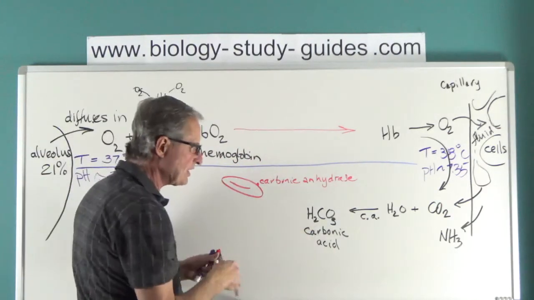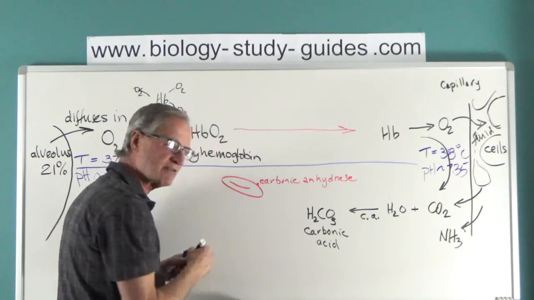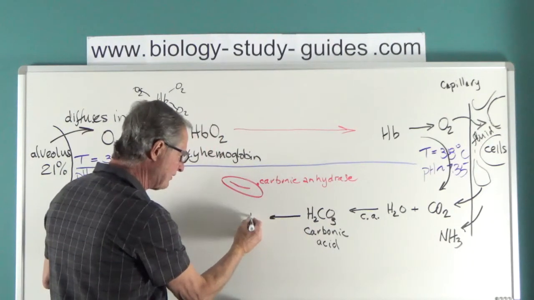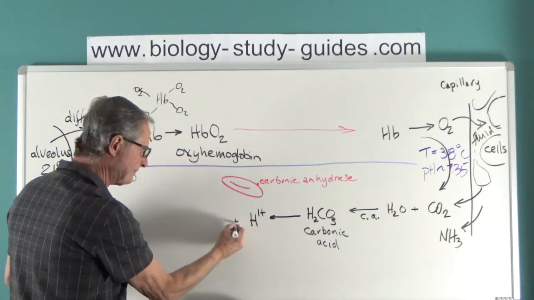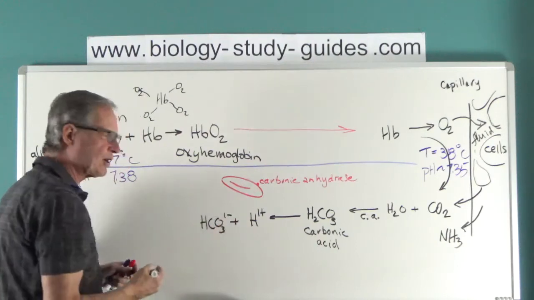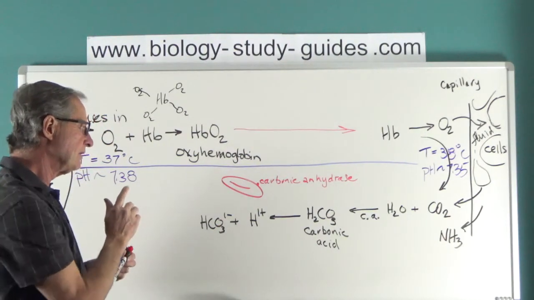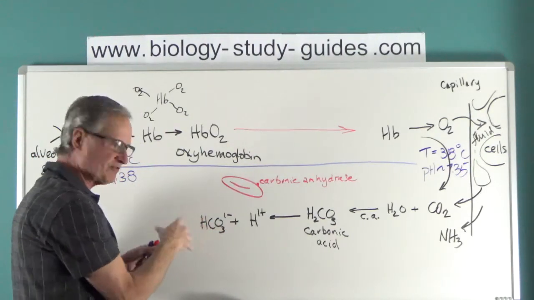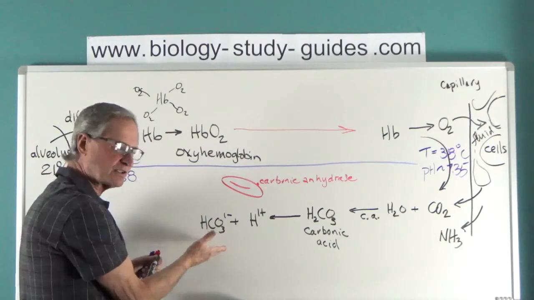Carbonic acid isn't a very stable acid. It immediately breaks down, and when it breaks down, it forms hydrogen ions and bicarbonate ions. Bicarbonate ions are okay in blood. That's fine. It's just part of a salt. It's a base.